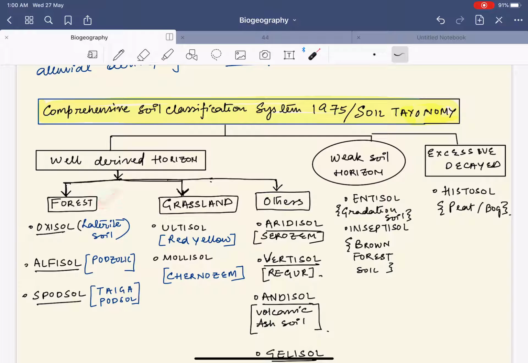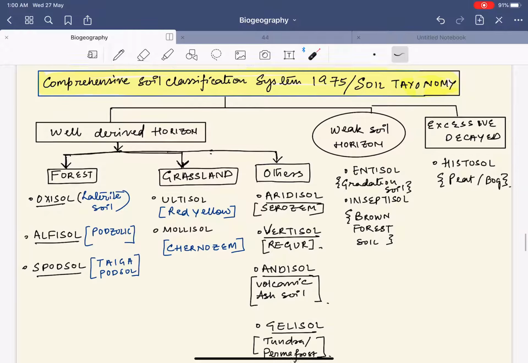We have over here forest soil. First, we have the oxisol. This oxisol is nothing but your laterite soil. Again, we have the alfisol. Alfisol is nothing but your podzolic soil. Again, we have the spodosol. Spodosol is nothing but your taiga type of soil. In the grassland, we have the ultisol, that is the red yellow soil. We have the mollisol, that is the chernozem.